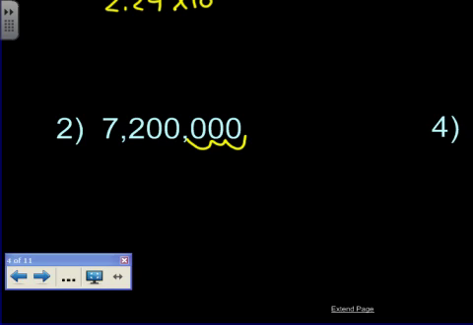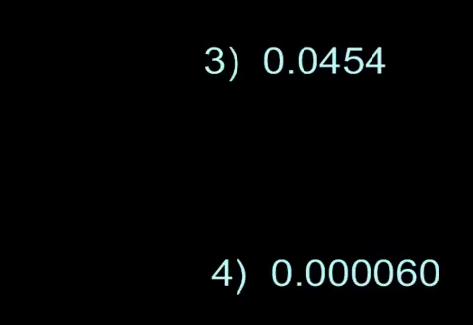So we go to the next one, 1, 2, 3, 4, 5, 6 spaces to the left again. So that becomes 7.2 times 10 to the 6th. 6 is how many spaces we moved it. Since we moved it to the left, that's a positive number.